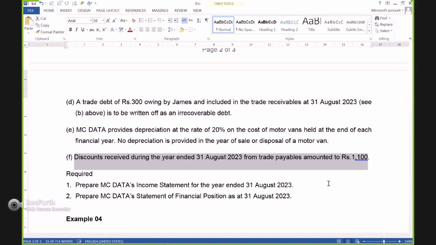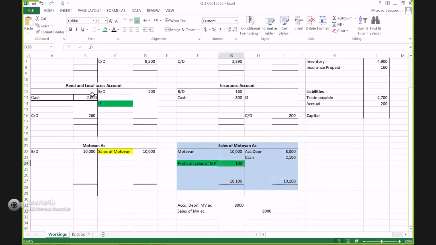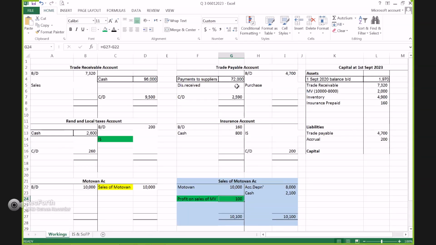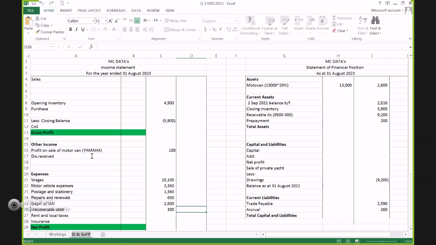So, trade payable account debit, discount received account credit. Trade payable account debit, discount received account credit. The discount received account is transferred to the income statement as an income. Discount received 1,100.